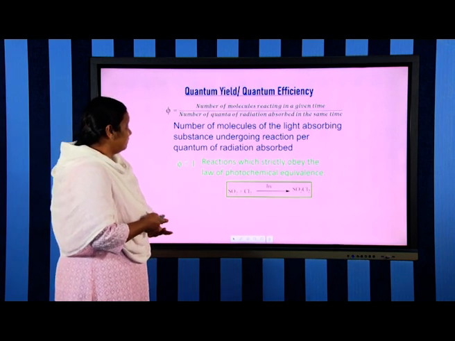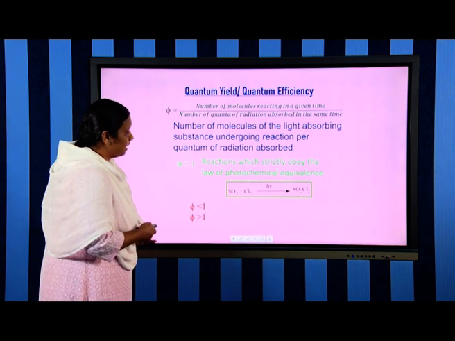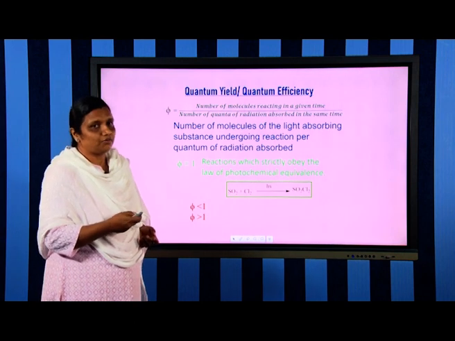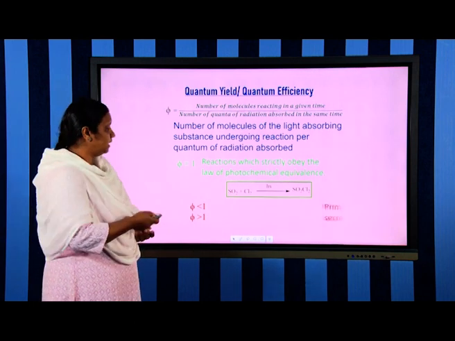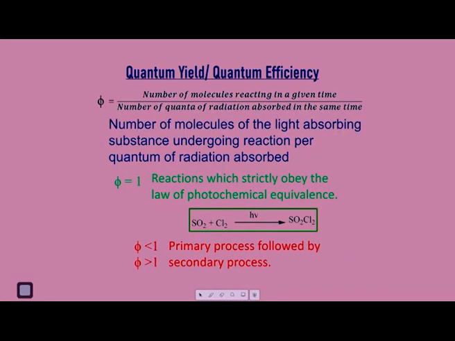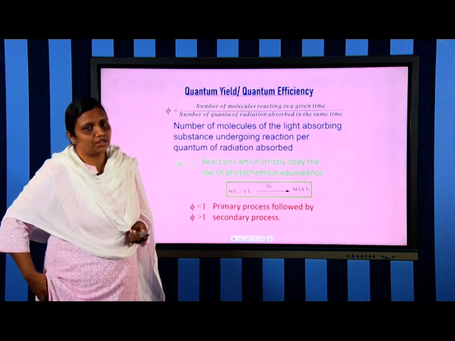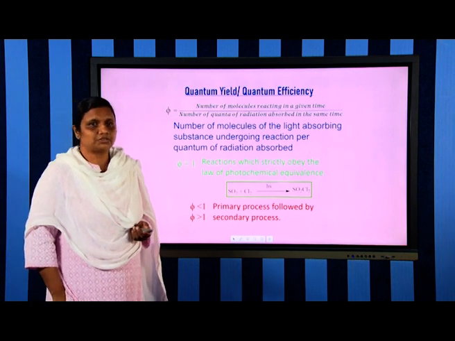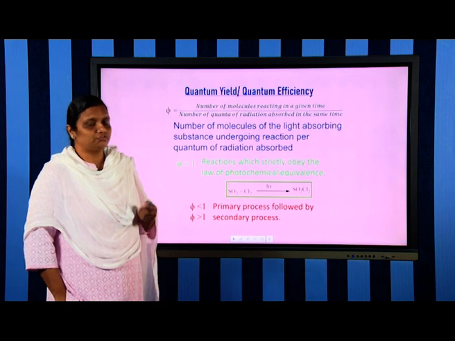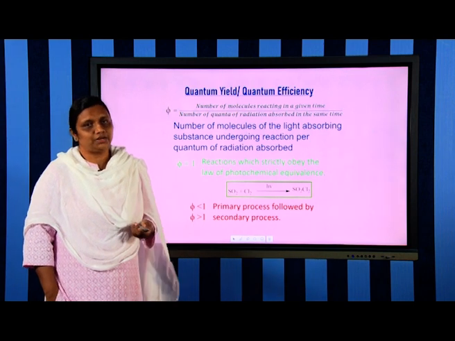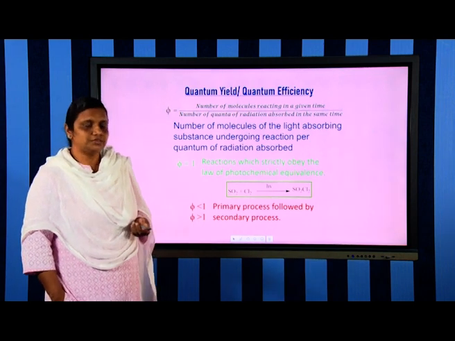Now, most reactions have phi less than 1 or phi greater than 1. This case appears when the primary process is followed by a secondary process. That is, after excitation, not all the energy has been transferred to the reactant for the formation of product. Some of the energy may be lost in the form of heat or in the form of radiation, fluorescence, phosphorescence, etc. We shall see that.